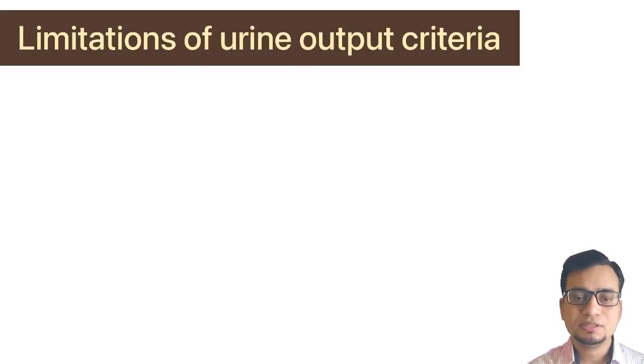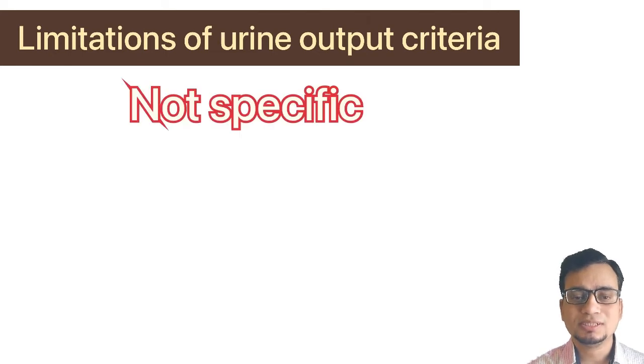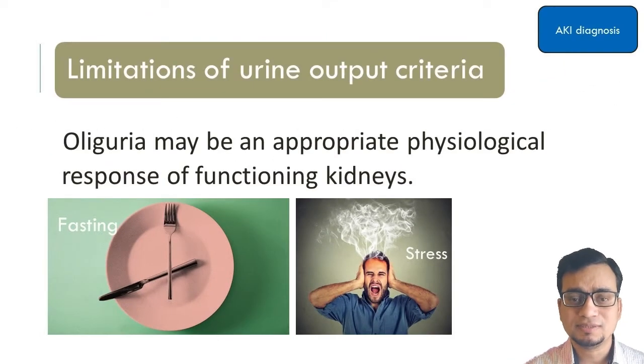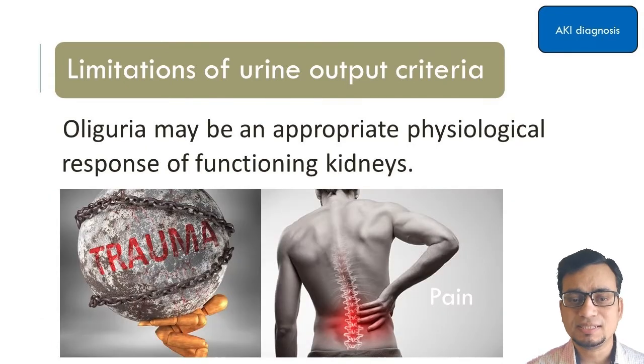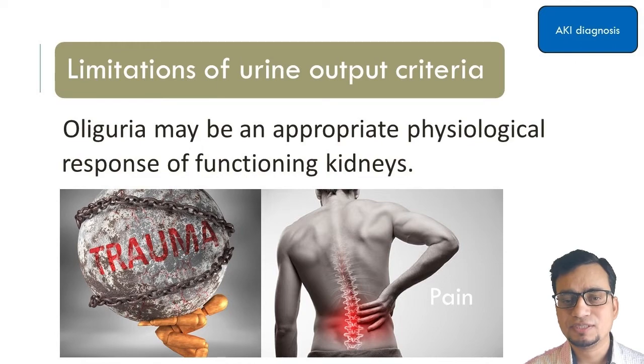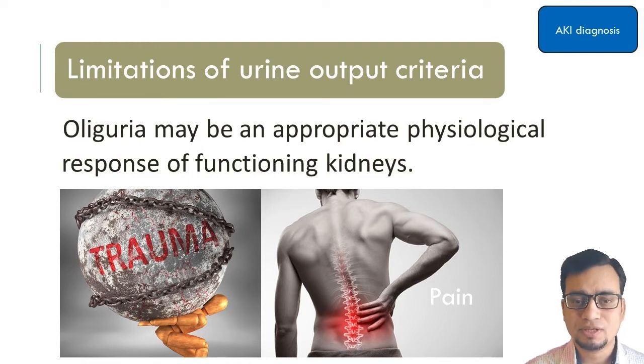The first limitation is that urine output is not a specific criterion to detect AKI patients. In fact, urine output may persist until renal function almost ceases. Oliguria may be an appropriate physiological response of functioning kidneys during periods of prolonged fasting, hypovolemia, post-surgery, or following stress, pain, and trauma. So there are various factors which can decrease the urine output due to an increase in the ADH hormone, that is antidiuretic hormone, in times of stress, pain, surgery, trauma, etc.